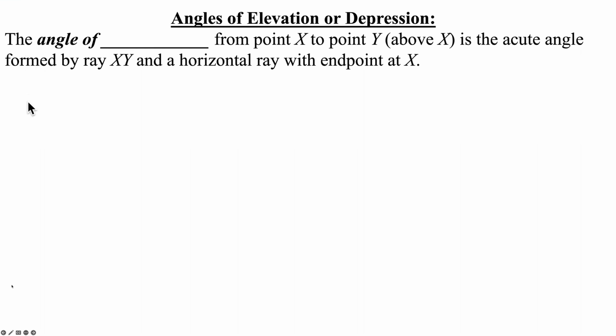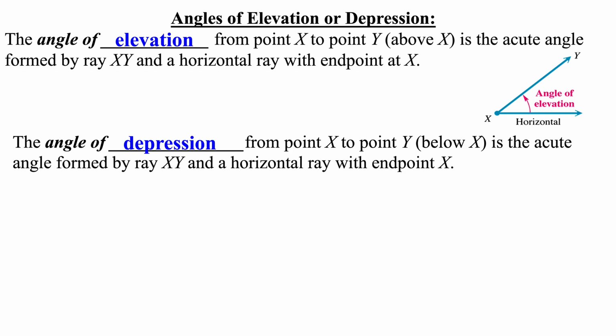All right, welcome to the second part of section 1.6. We're going to talk about angles of elevation or depression. The angle of elevation from point X to point Y above X is the acute angle formed by a ray XY and a horizontal ray with the endpoint at X. So here is the diagram of that. There is my horizontal ray, endpoint at X going horizontal. Y was above X up there in the upper right hand corner, made an angle with that ray, so therefore that's my angle of elevation.